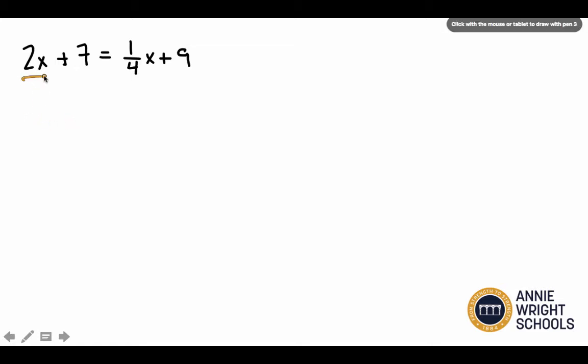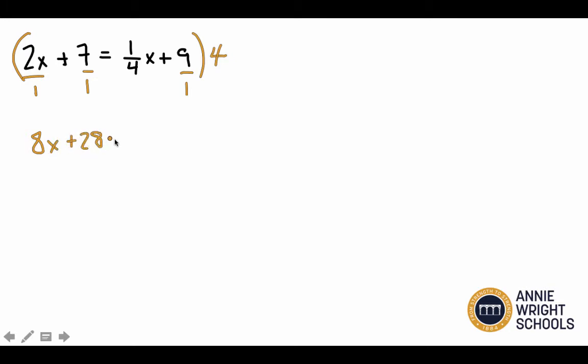I look at all the denominators, which is pretty easy, but I'm going to exaggerate it so you can see here. There's a 1, a 1, a 1, and a 4. The smallest number that divides all of those is 4, so I multiply the entire equation by 4. I get 8x plus 28 equals 1/4 x times 4, which is x, plus 36.